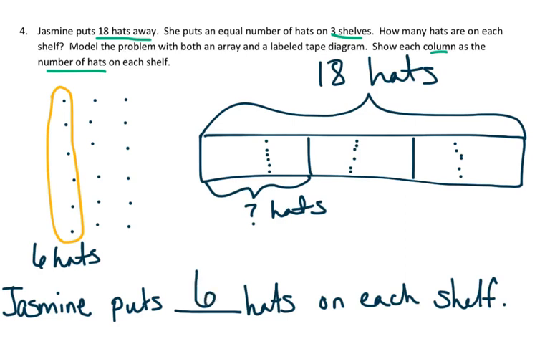So our students just did a division problem. They did 18, and they divided it by the 3 for 3 shelves to get a quotient of 6.